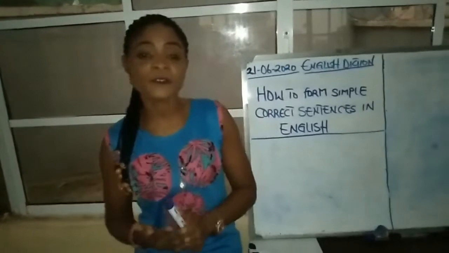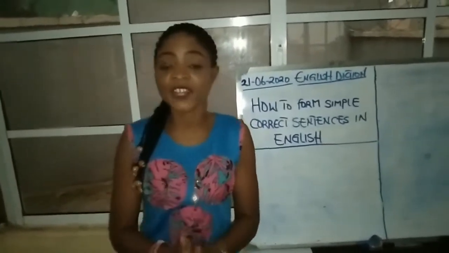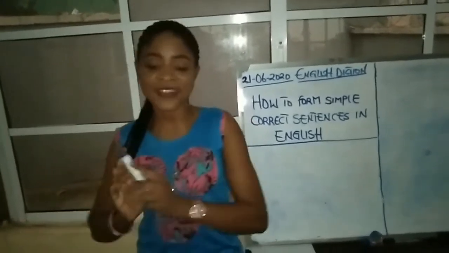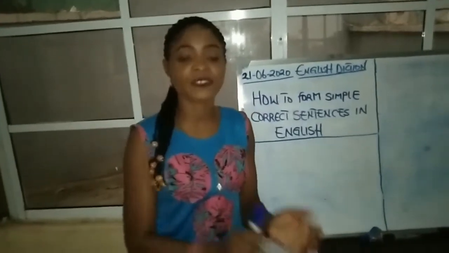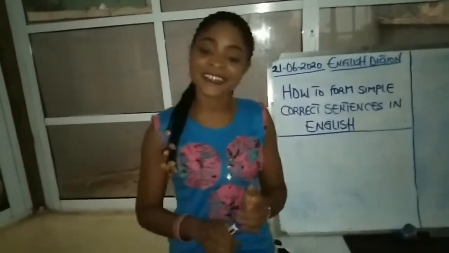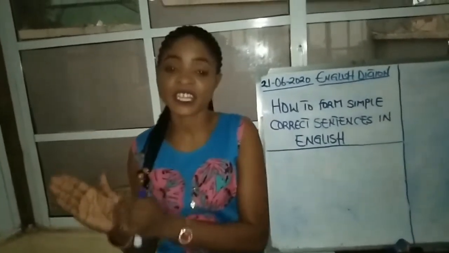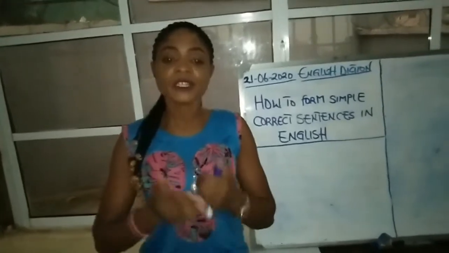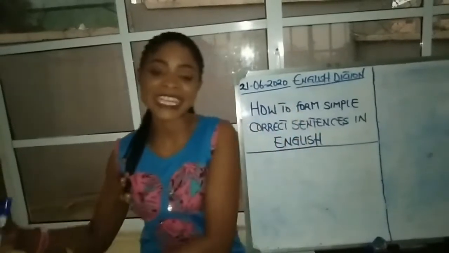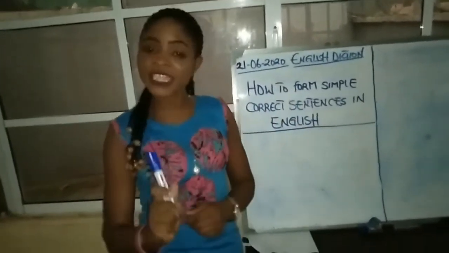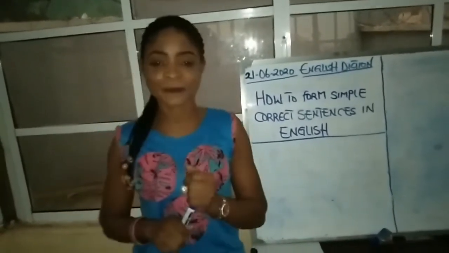Before we learn how to form simple and correct sentences in English, let's take a look at the definition of grammar and that of a sentence. Grammar is a system of rules and principles for speaking and writing a particular language. A sentence, on the other hand, is a grammatically complete series of words, consisting of a subject, that is the head word, and a predicate, that is a verb, and typically beginning with a capital letter and ending with a full stop.